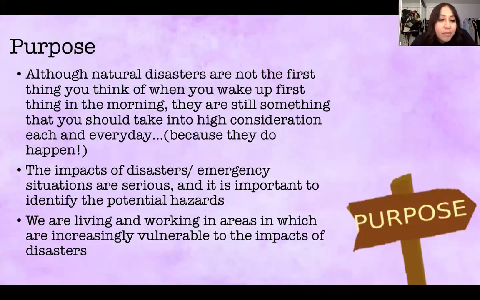The impact of disasters and emergency situations is serious, and it is important to identify the potential hazards. And lastly, we are living and working in areas that are increasingly vulnerable to the impacts of these disasters. Again, I know it's not the first thing you may think of when you wake up, but it's still just as important as our other lessons within this unit.